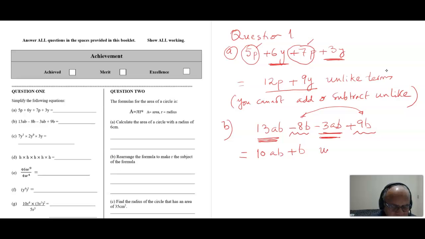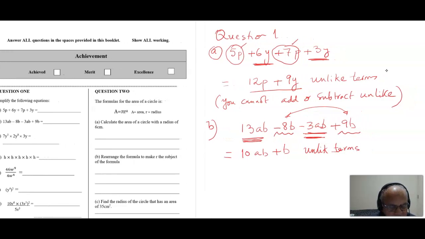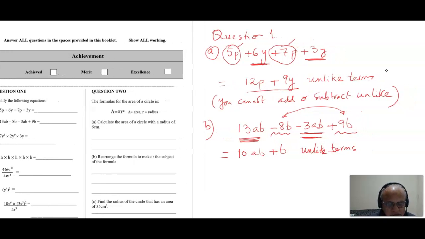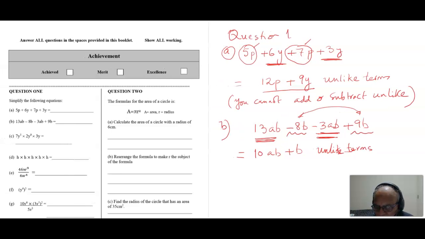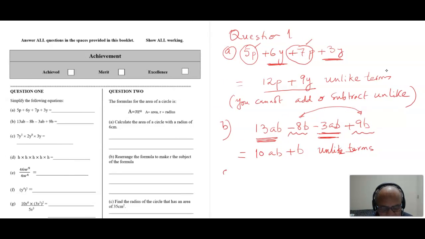Why? These are unlike terms and we are not allowed to add unlike terms. Sorry, spelling mistake. So let me move to the next one, C.